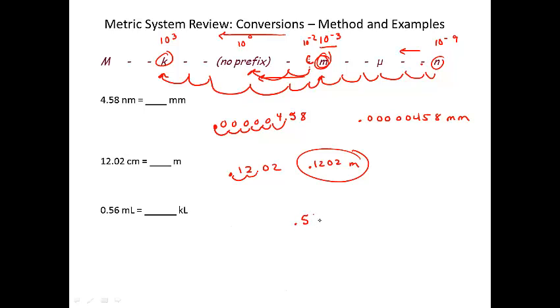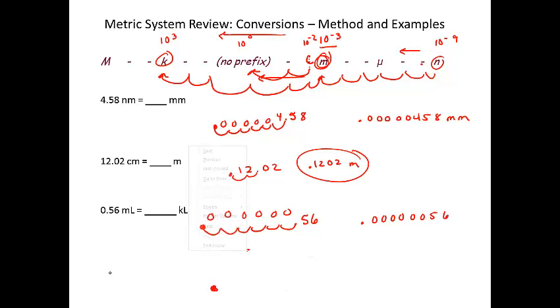So 0.56. I'm going to move it 6 to the left. 1, 2, 3, 4, 5, 6. Right there. Fill in those spots with zeros. We write it so it's neat. 1, 2, 3, 4, 5, 6. 6 zeros. 0.00000056 kiloliters. So 0.56 milliliters is equal to a small amount of kiloliters.